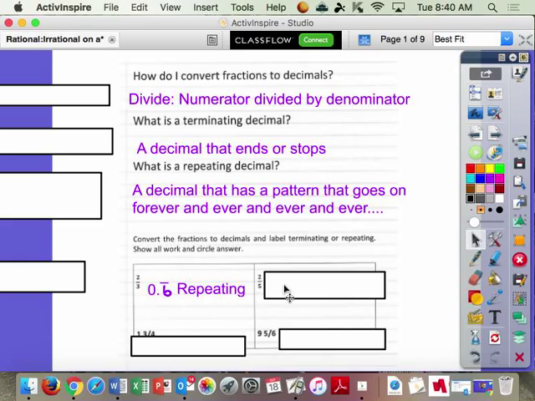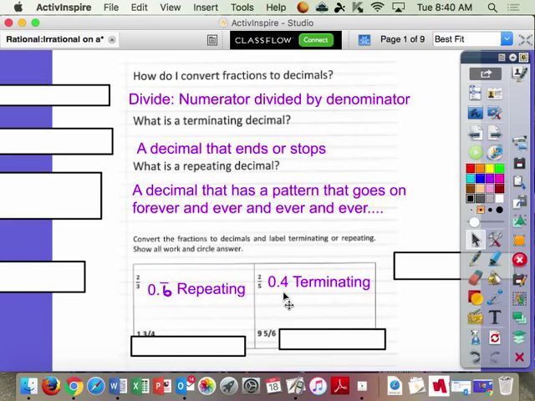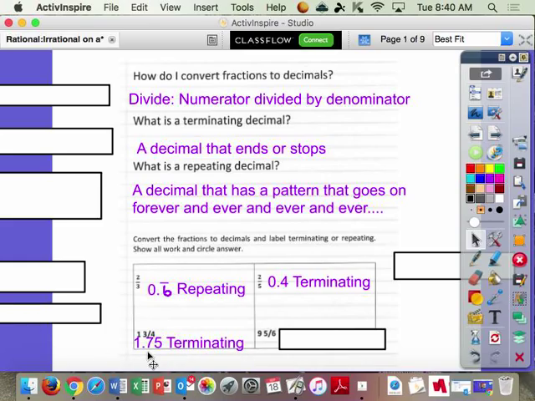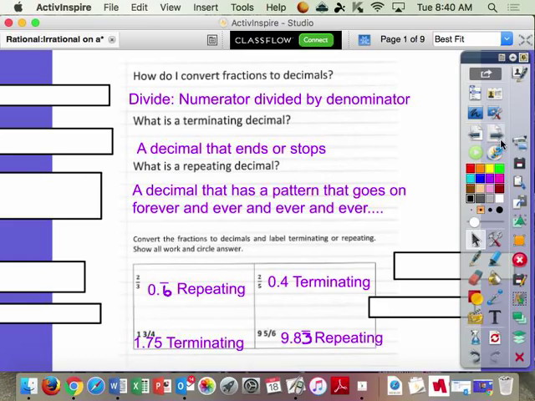2 divided by 5, 0 and 4/10, and it is terminating. It stops. 1 and 3/4. What is that? Improper fraction. Sorry, that is a mixed number. That would be 7/4. So that is 1 and 75/100 and is terminating. Okay? And there's your last one.